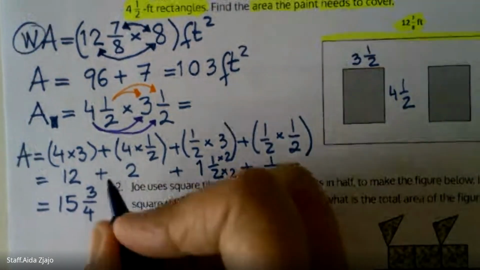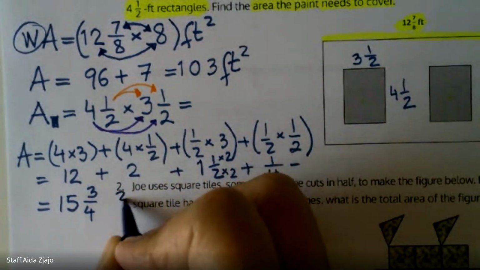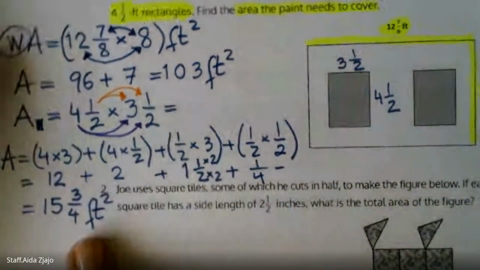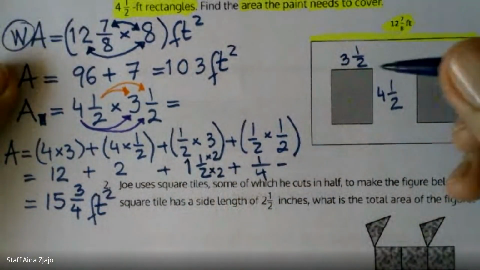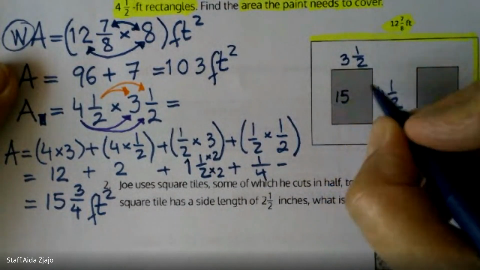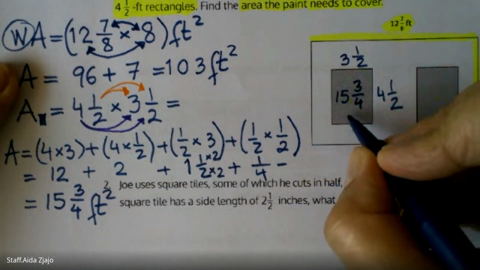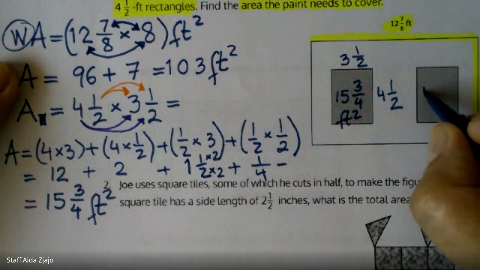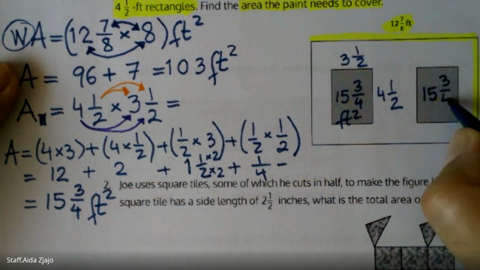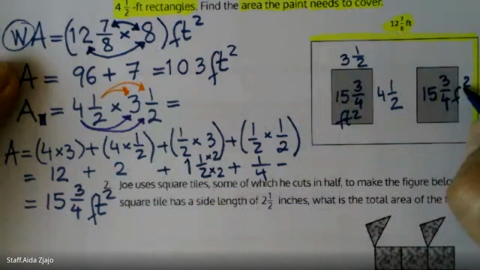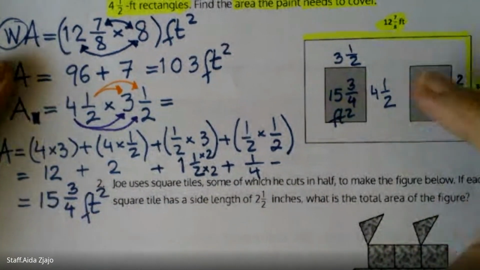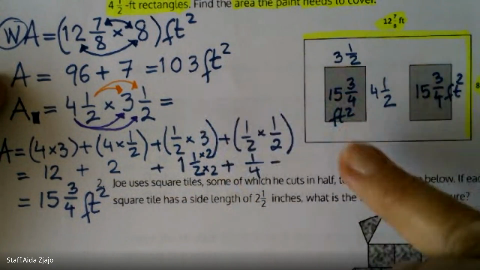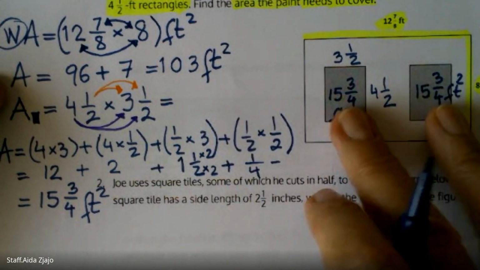Okay, square feet. So this is one window. Here's 15 and 3/4 square feet, and then also this is 15 and 3/4 square feet. So the total area is 103, and we needed to take away these two together.